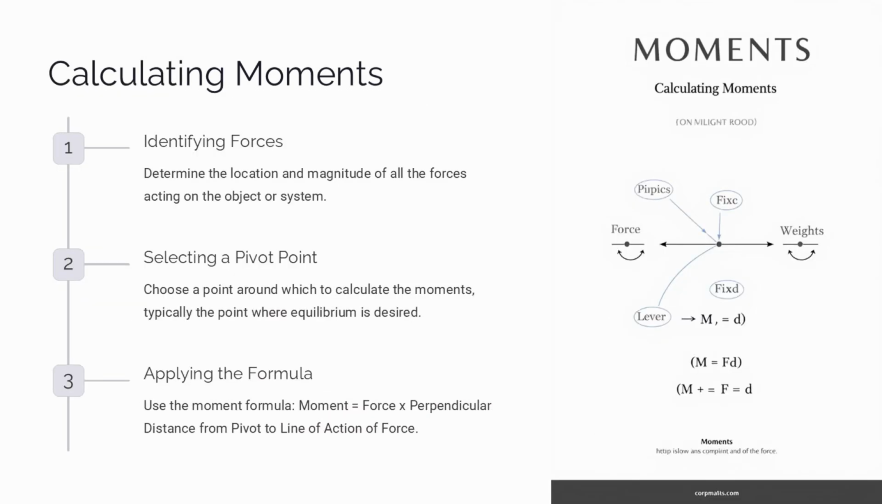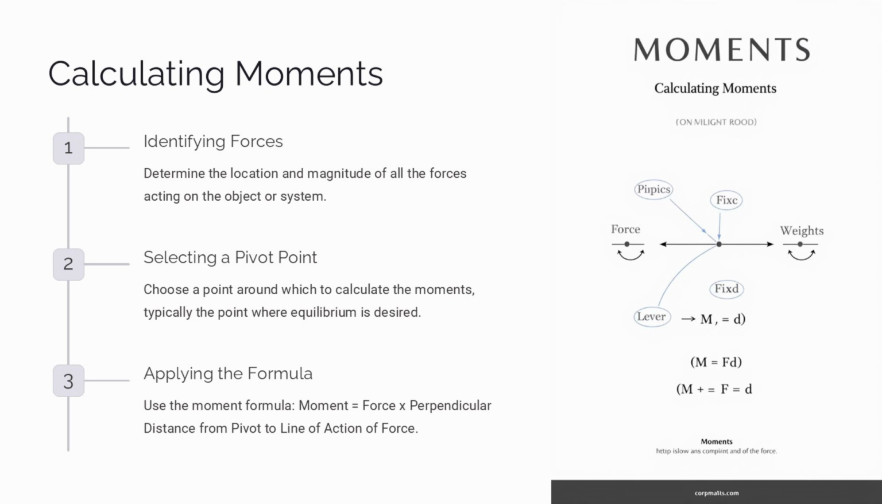The key steps in calculating moments are identifying the forces, selecting a pivot point, and applying the moment formula. First, we need to determine the location and magnitude of all the forces acting on the object or system. This gives us the necessary information to calculate the moments. Next, we choose a point around which to calculate the moments. This is typically the point where equilibrium is desired.